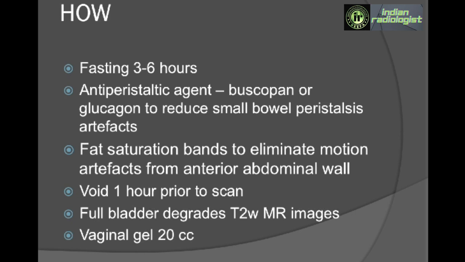Places do administer vaginal gel, about 20 cc of this. It is going to be very helpful in diseases such as tumor extending into the vagina or congenital anomalies of the pelvis or vagina, even in endometriosis.